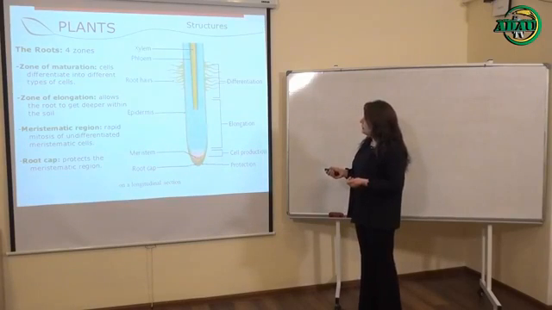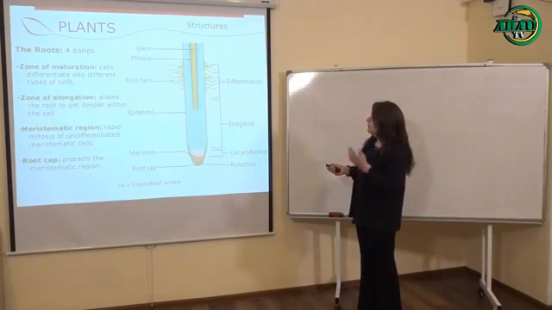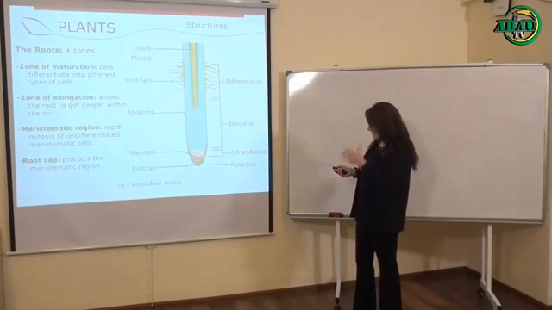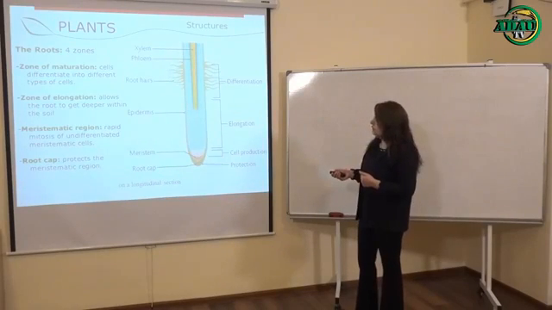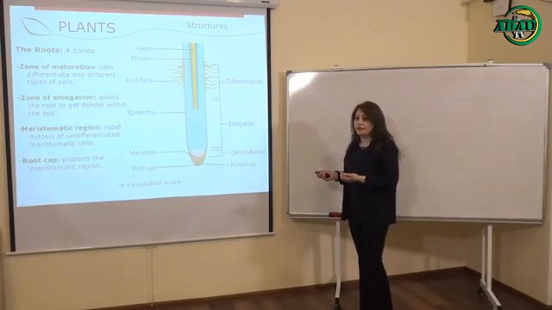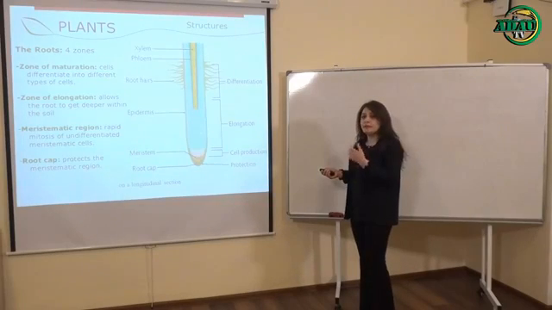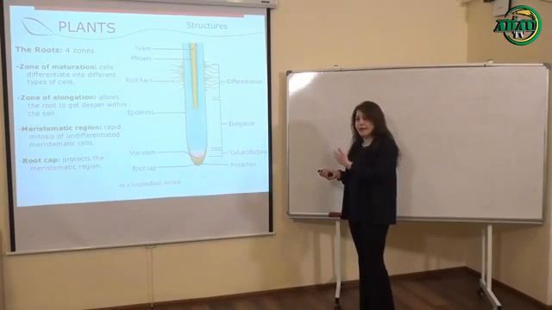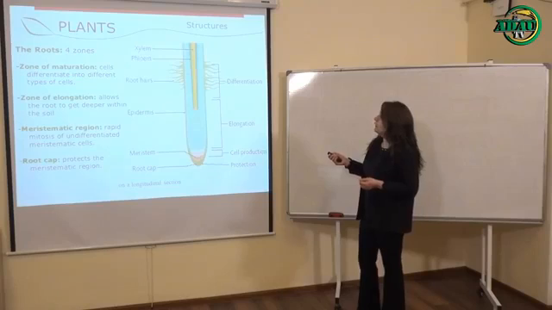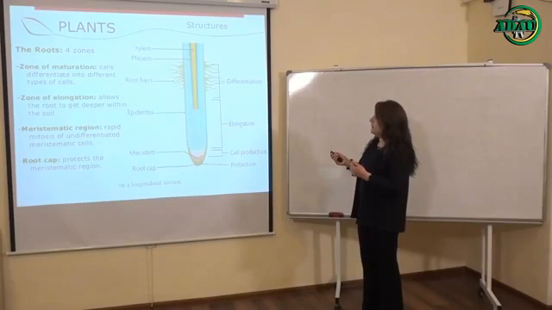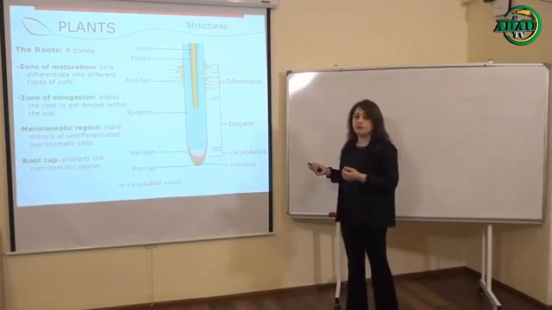And the third zone is the elongation zone. This zone lies just above the meristematic zone, and the cells of this zone increase in length, and they help in the growth of the root in length. And the last zone of the root is the zone of differentiation, or cell maturation zone.